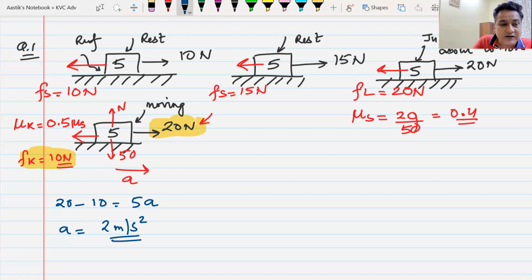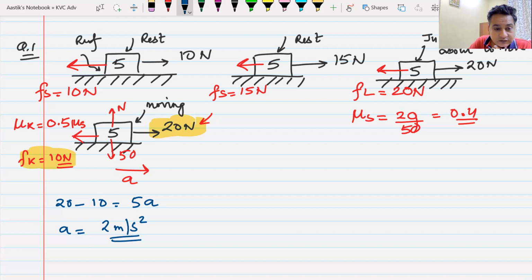How is that possible? What has made it possible, my dear friends? Kinetic friction. Kinetic friction is less than static friction, and that is why this entire thing is possible. Do we understand this? Yes or no? Yes, sir.